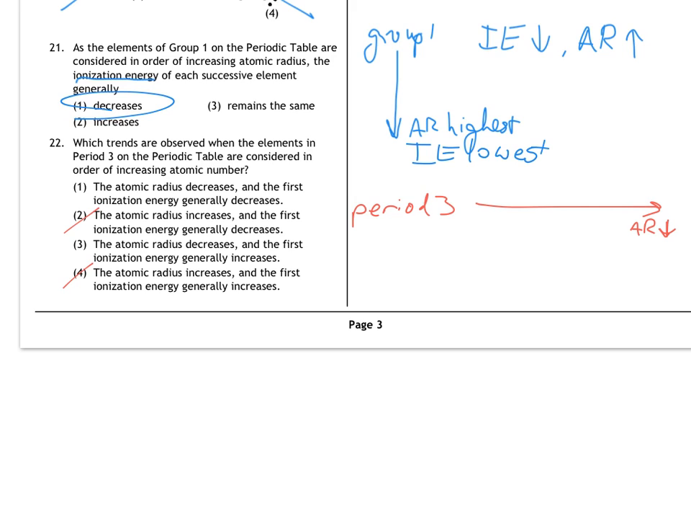And as the radius gets smaller, the ionization energy is going to get larger. So the radius is going to shrink, and the ionization energy is going to grow as you go to the right in period 3. And your best answer, I believe, is 3.